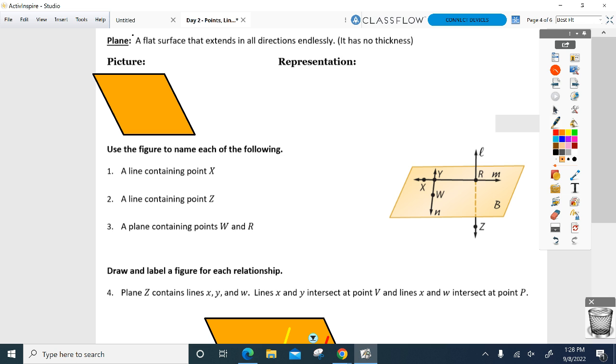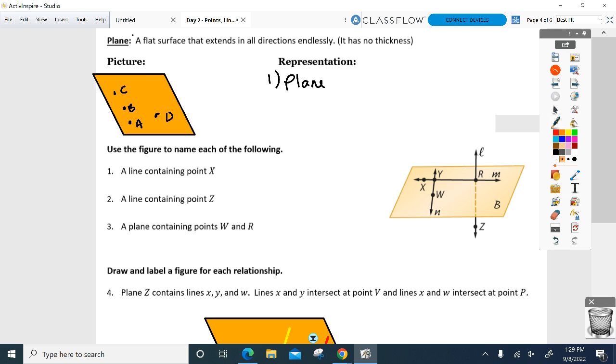Inside a plane, you got points. You got lines. I'm just going to put points for now. You could also have lines in there as well. How do you name it? I'm sorry, there's no symbol for plane. You're in honors. Write it out. Plane. You name a plane with 3 points on the plane that will not form a line.